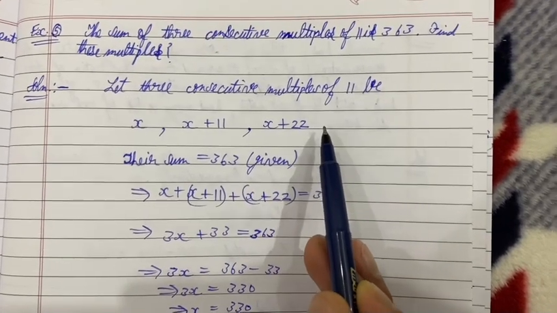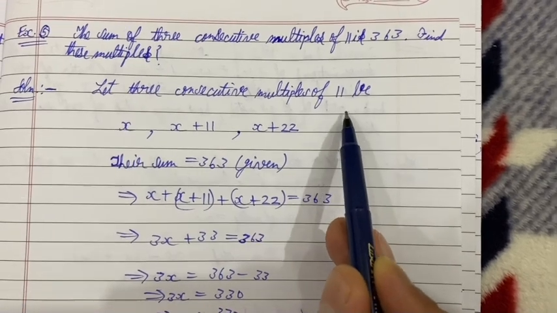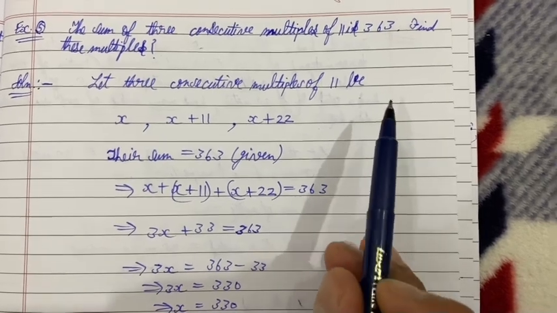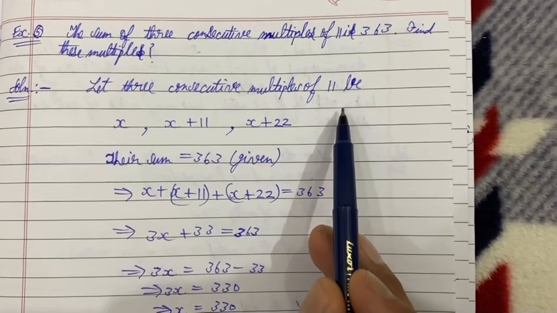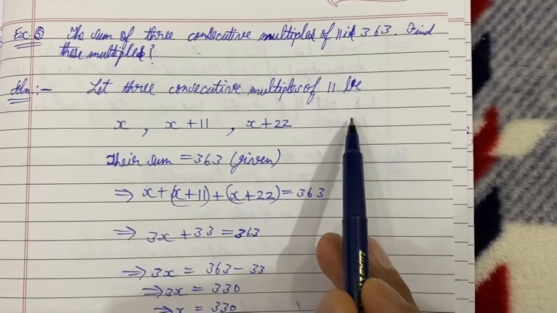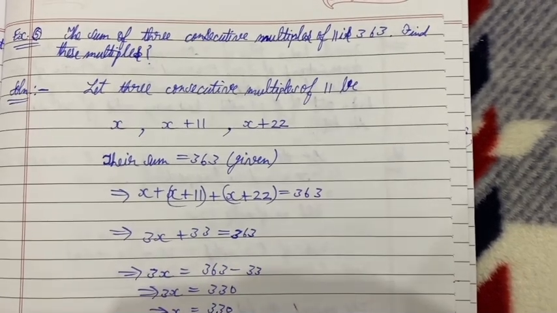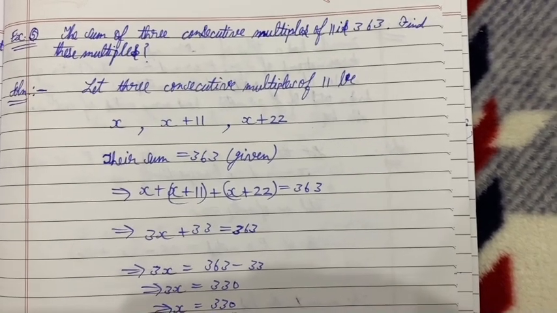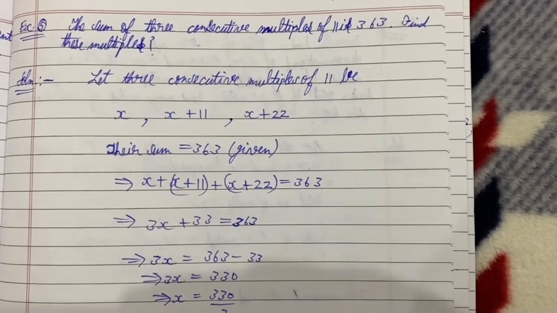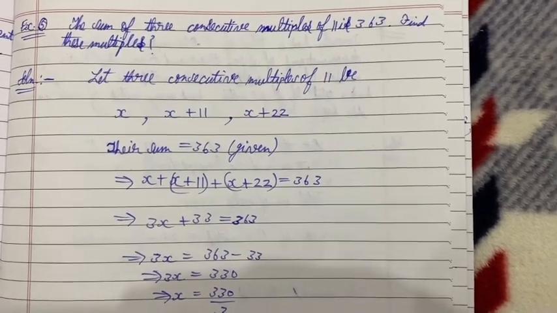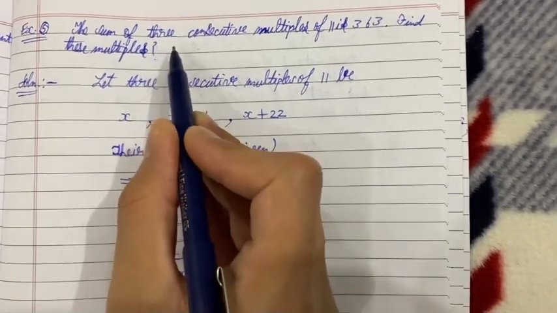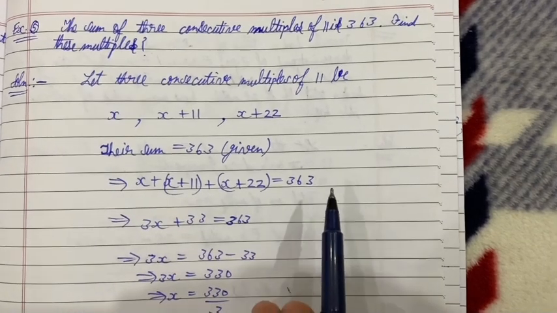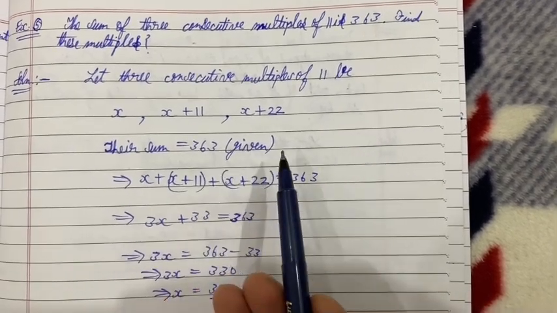Actually, consecutive numbers are those which are adjacent to each other, like 1, 2, 3, 4 and so on. And consecutive multiples of 11 are 11, 22 and 33 and so on. So consecutive multiples of 11 are those which are adjacent to each other, like 22, 33, 44 and so on. And we have to take 3 consecutive multiples of 11, which will be anything like 22, 33, 44, as these are 3 and these are the consecutive multiples of 11.